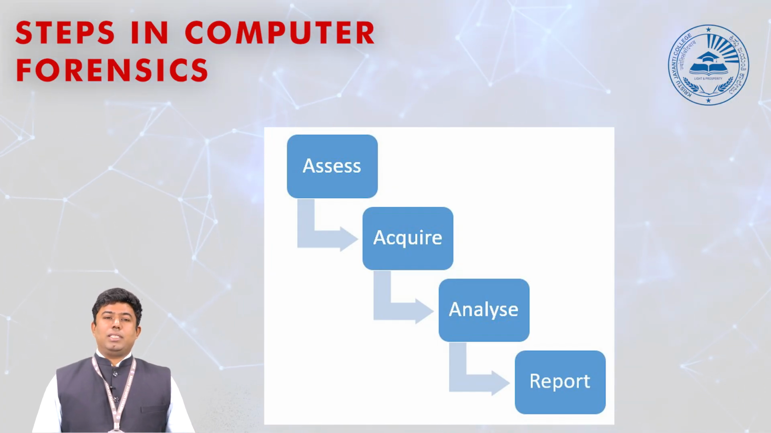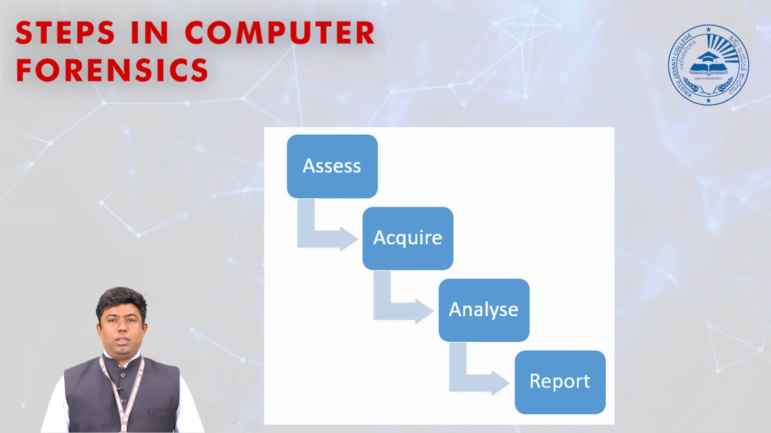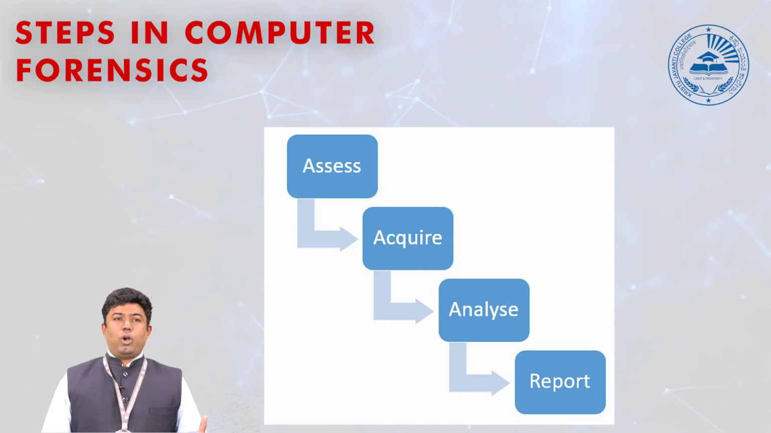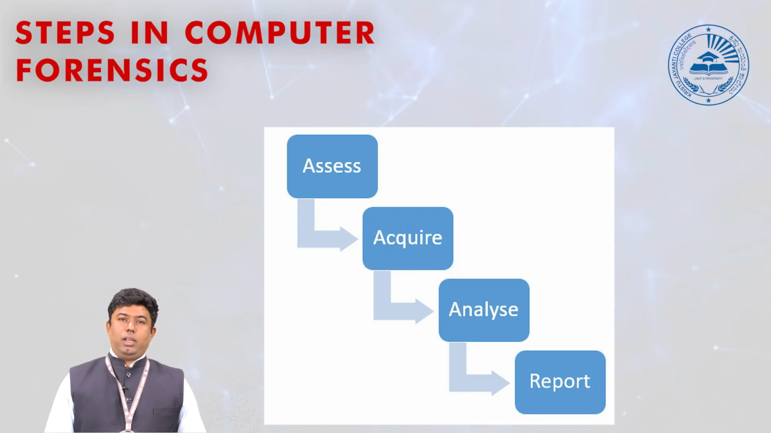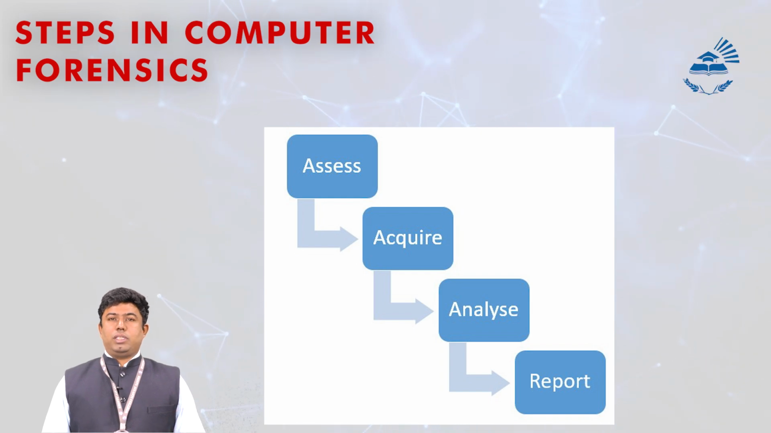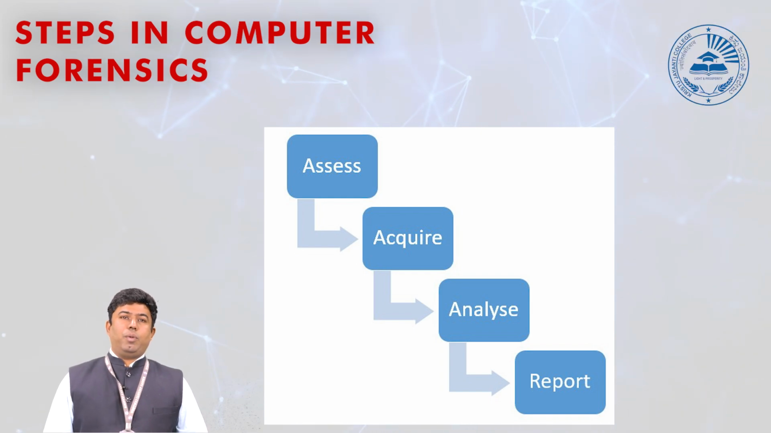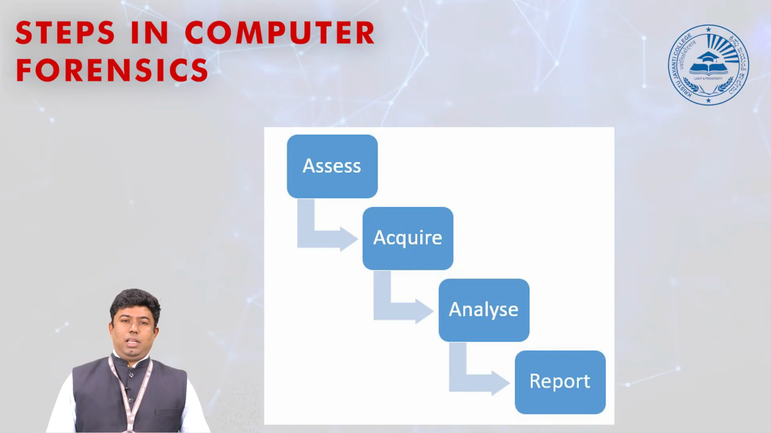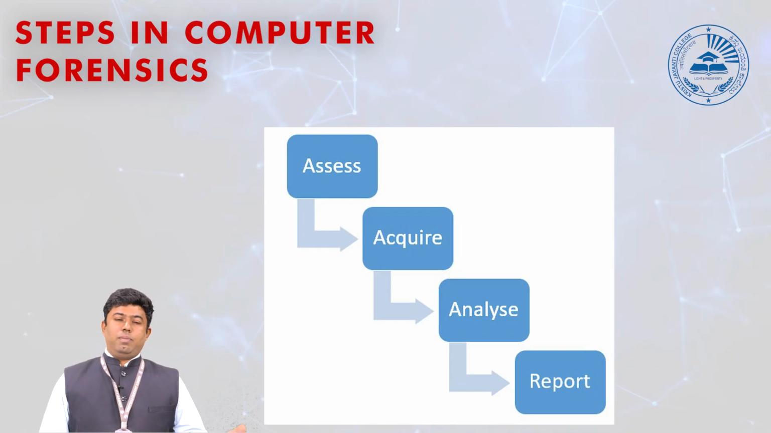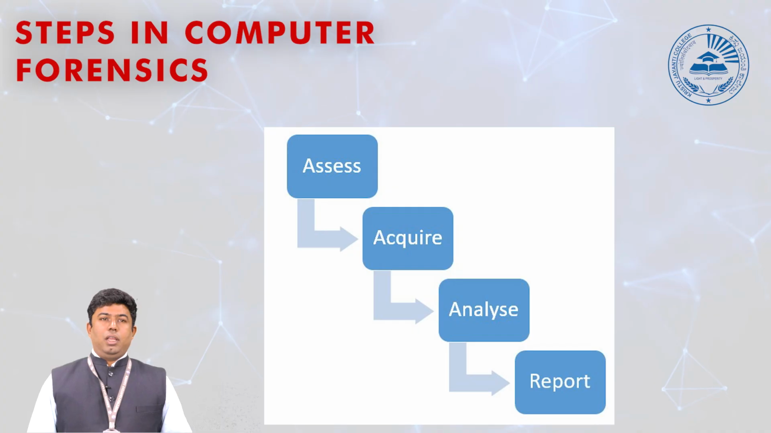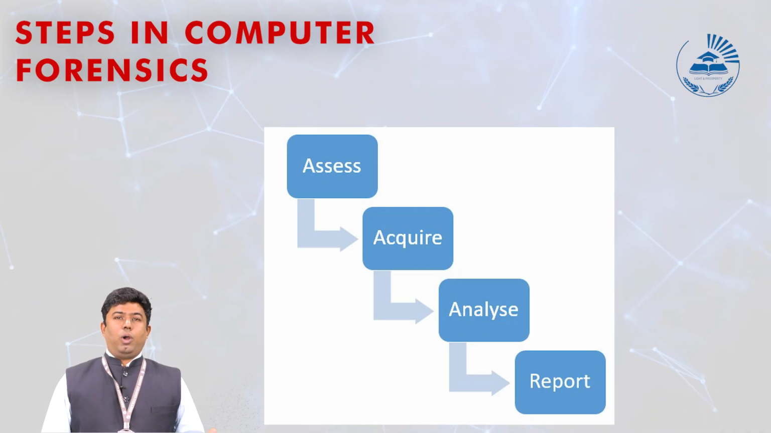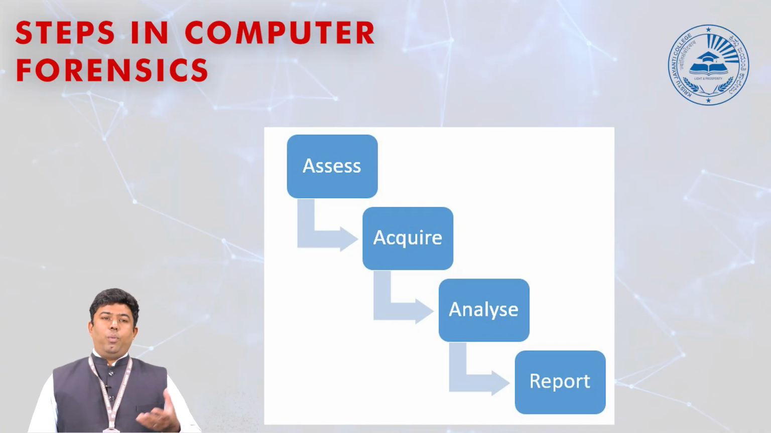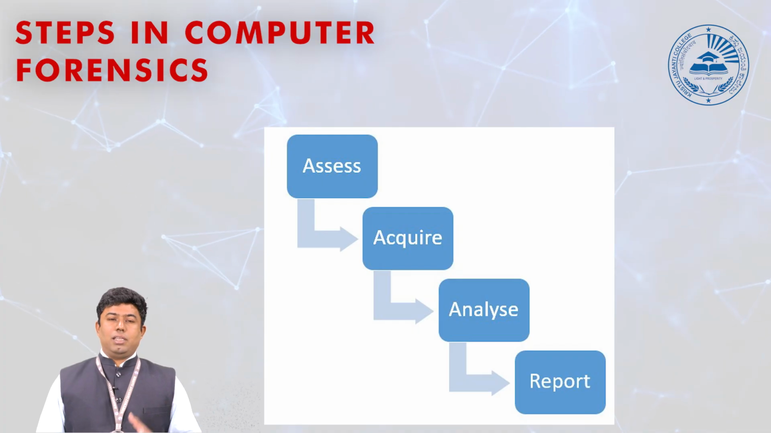The second step is acquisition, where we are going to make a copy of all of the data that we require. Now, in the process of acquisition, we are not actually copying the data, but we are making a duplicate or a clone of the storage device itself. So whether it is a volatile memory like RAM, or a non-volatile memory like your hard disk, we have to make a copy of the disk itself.